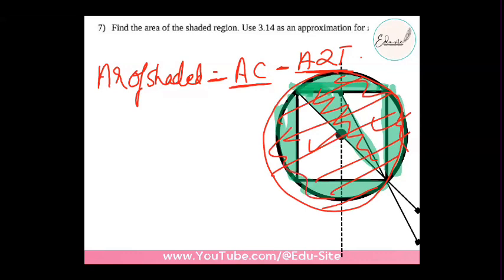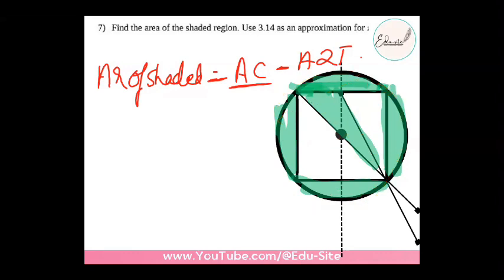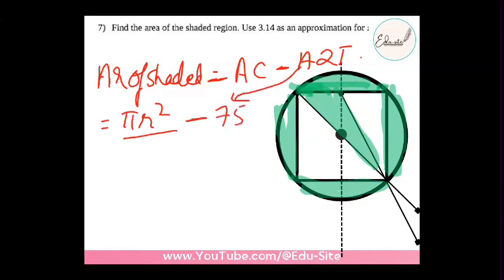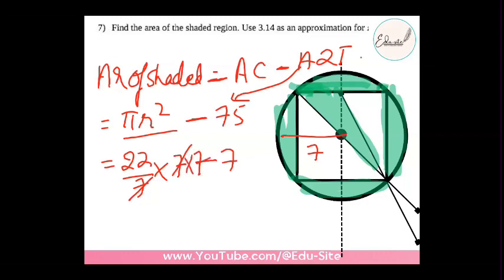Area of the shaded part is equal to the area of the entire circle minus the area of the two triangles. The area of the entire circle is pi r squared, minus 75, because 75 is the area of the two triangles. What is pi r squared? Pi is 22 over 7. The radius is already given as 7 centimeters. So 22 by 7 into 7 squared. What is 7 into 22?